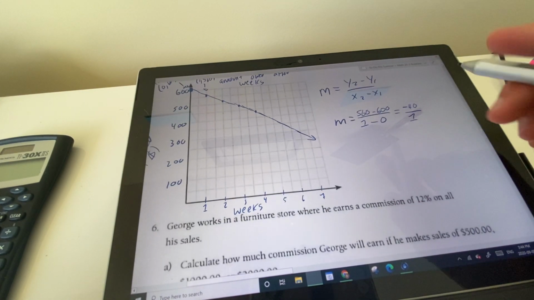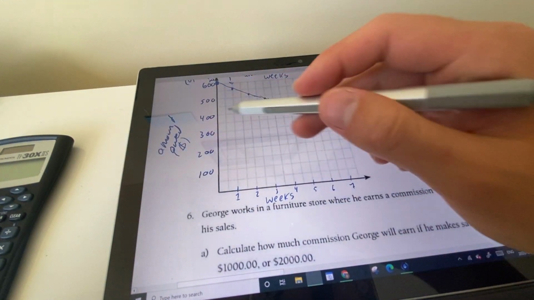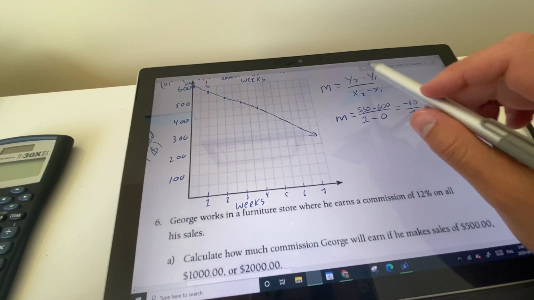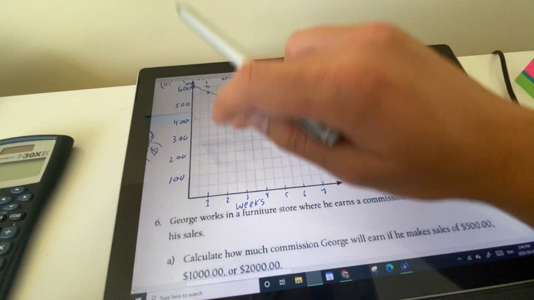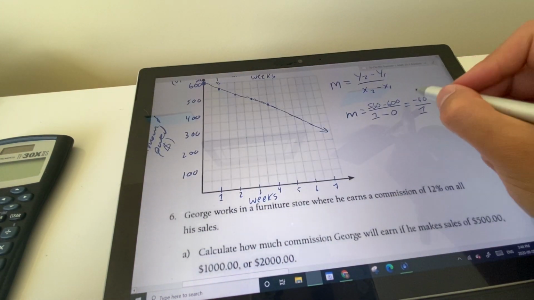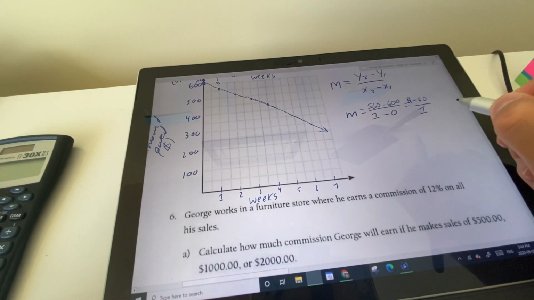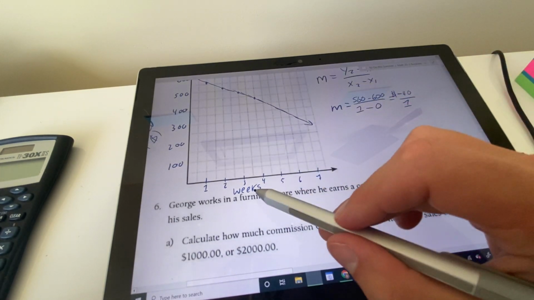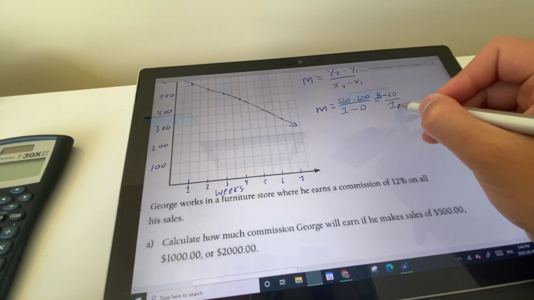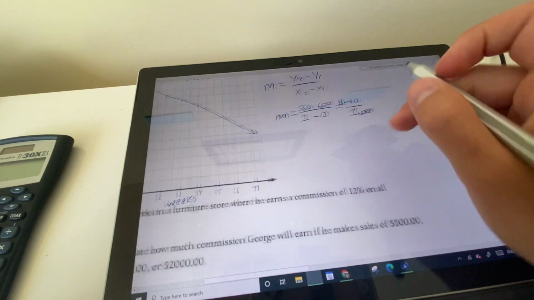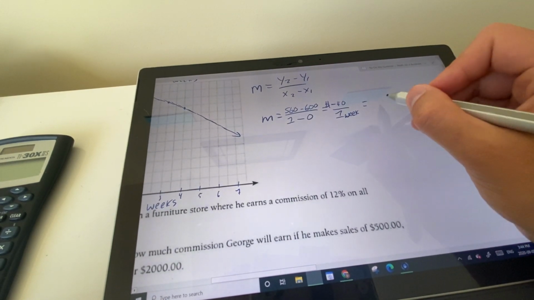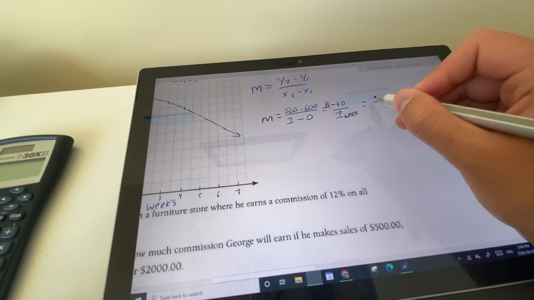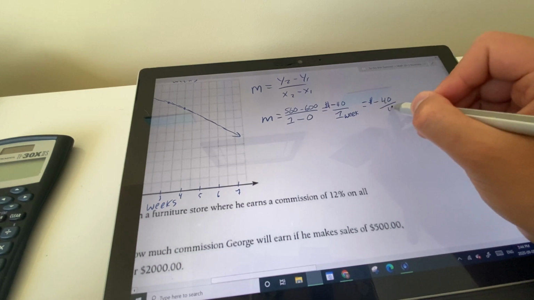But remember that these guys have units. What's the top units of it? It's y values. What's the y values units? It's money. So this is negative $40 per, what was our x? It was in weeks, per 1 week. So this is, we lose $40 every week.